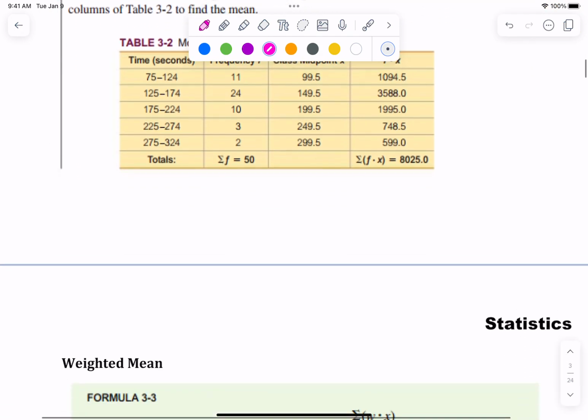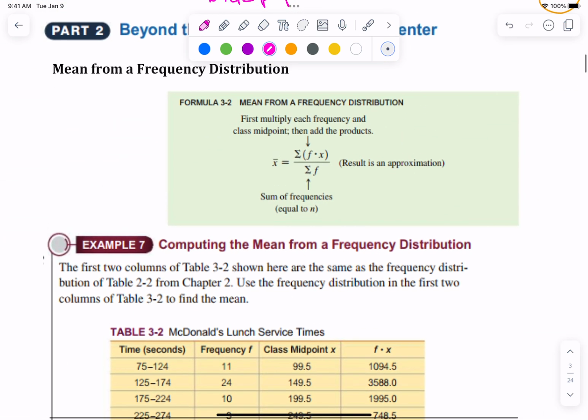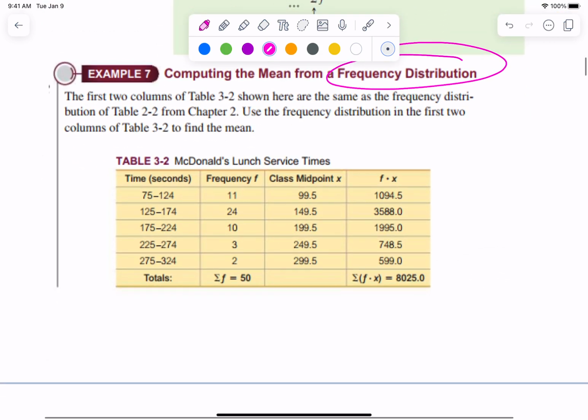Now, one of the last things. Are you listening? Oh, we got two things. Two things left. Here is the next thing. Example 7. We got 2 examples left. Here we go. Not very much.